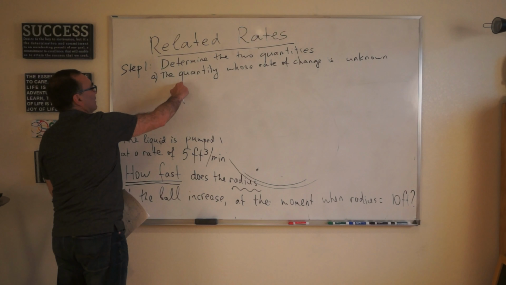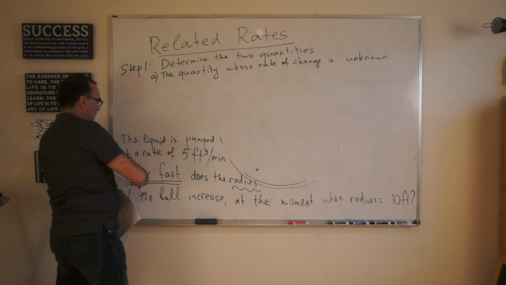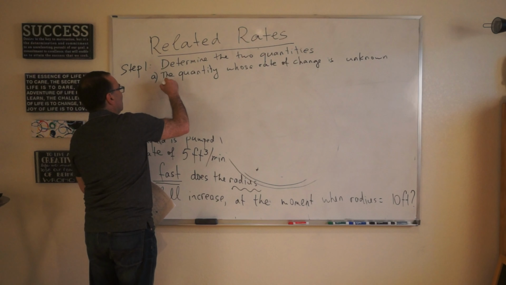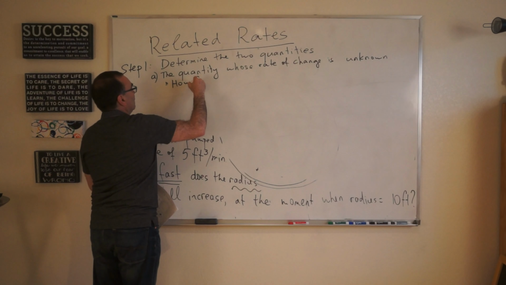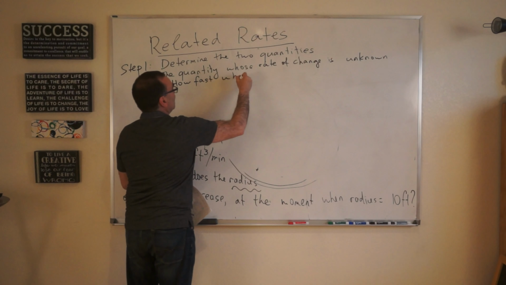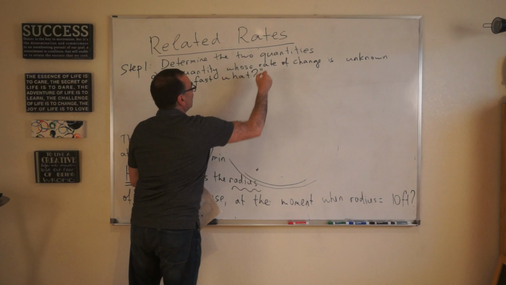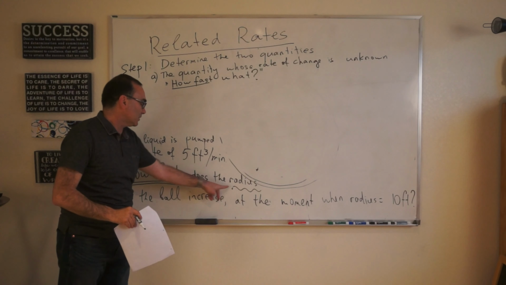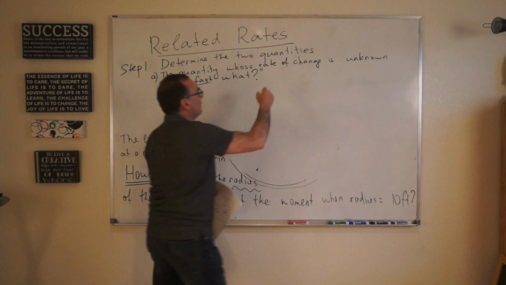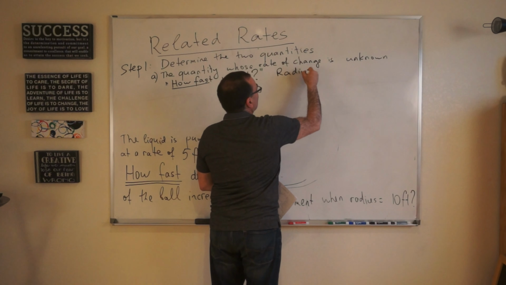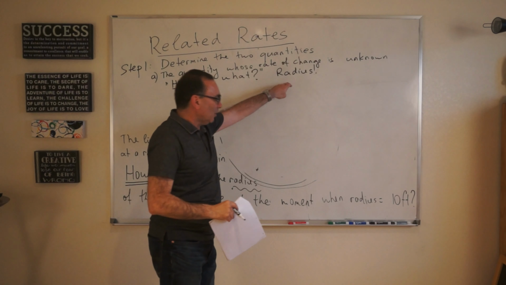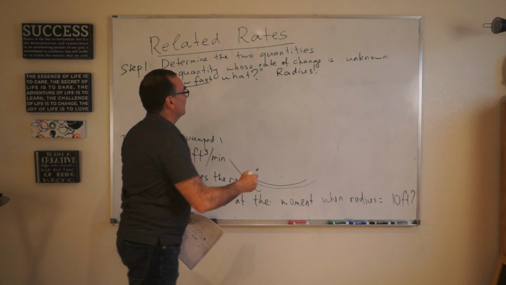So to find this quantity, we need to look at the last sentence of the problem and answer the following question. How fast what? How fast what? Like these two words, how fast, apply to what quantity? And they definitely apply to radius, so that's why it's radius. So the quantity whose rate of change is unknown and specifically asked for is the radius.